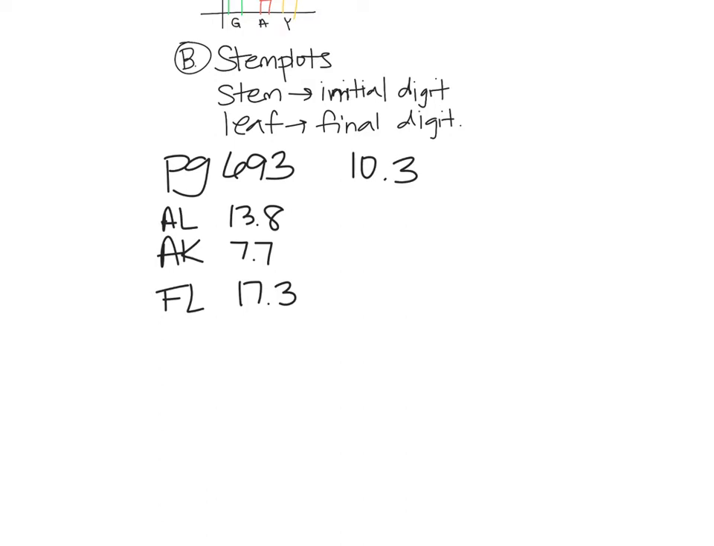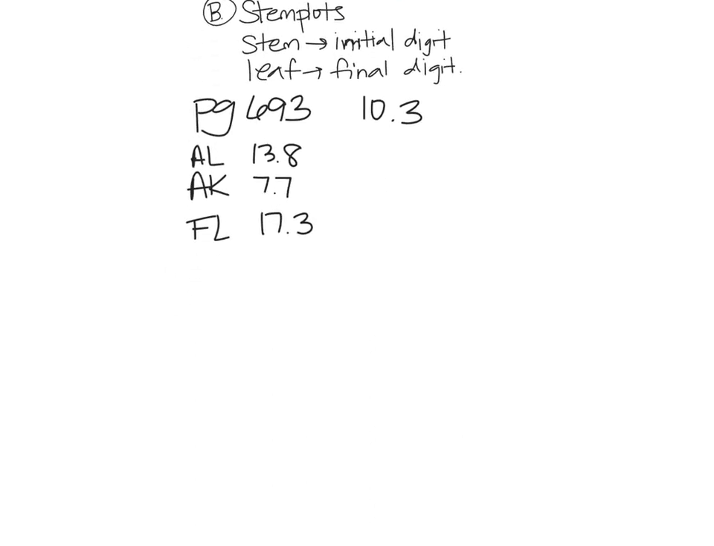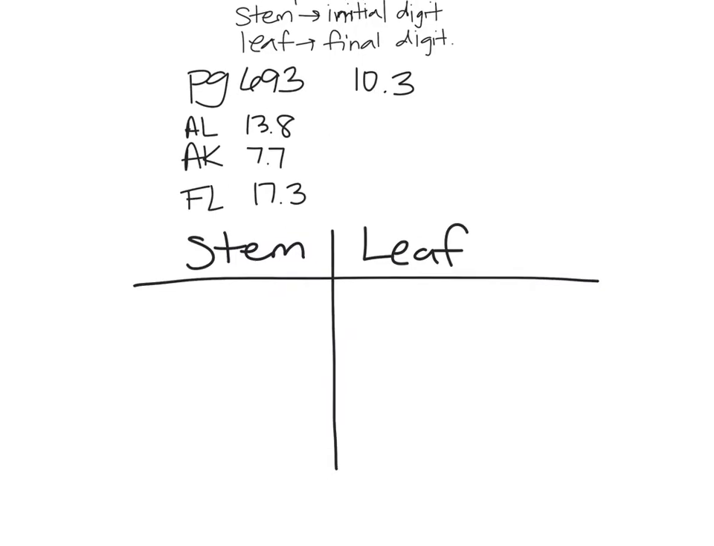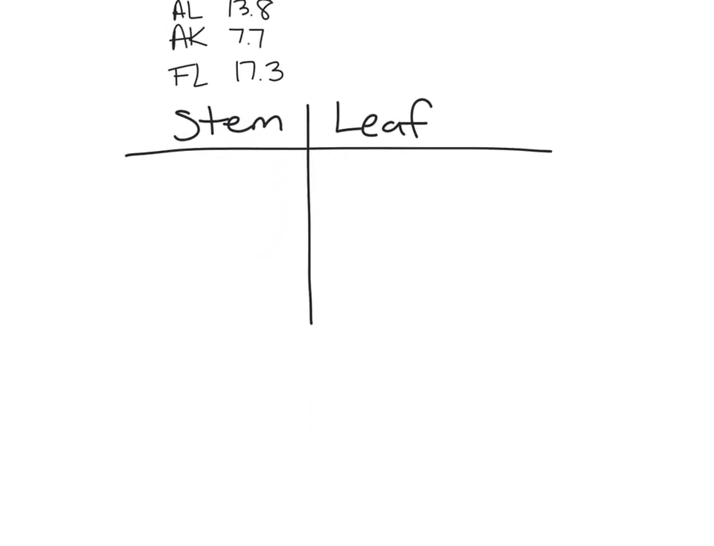What you want to do is you're going to have a stem over here, and then you're going to have a leaf on this side. A stem and a leaf. Your stem is going to be your first digit. If you look at the percentages, the smallest first digit is 7.7%. That's the smallest percent, from Alaska. Then you're going to write a 7 here. And then you're going to write an 8. You're not going to skip anything.